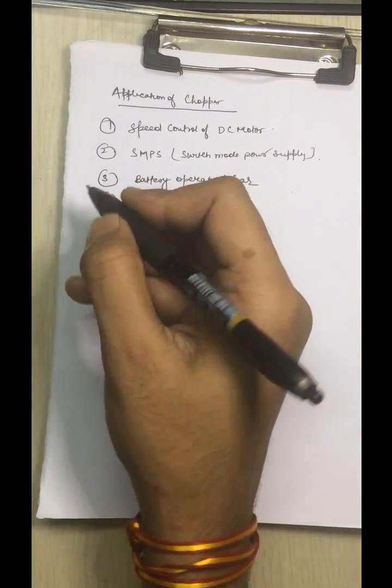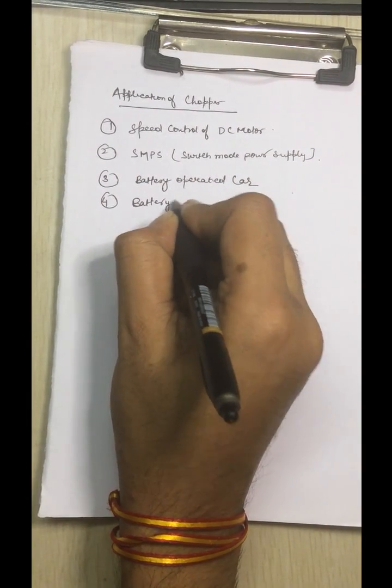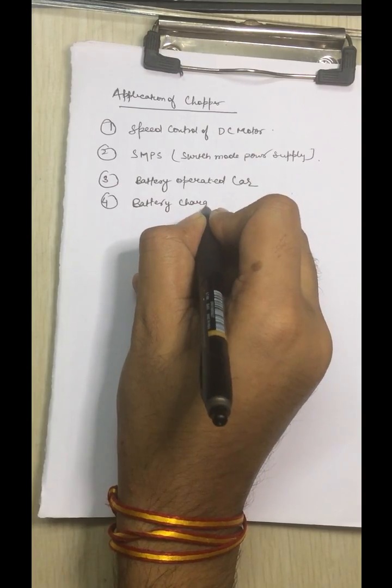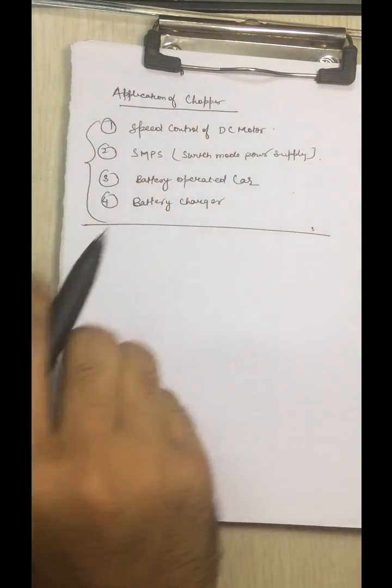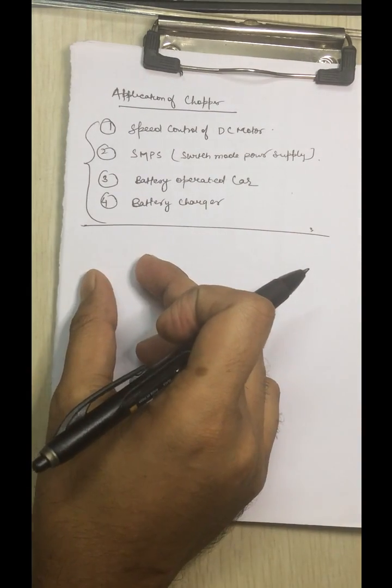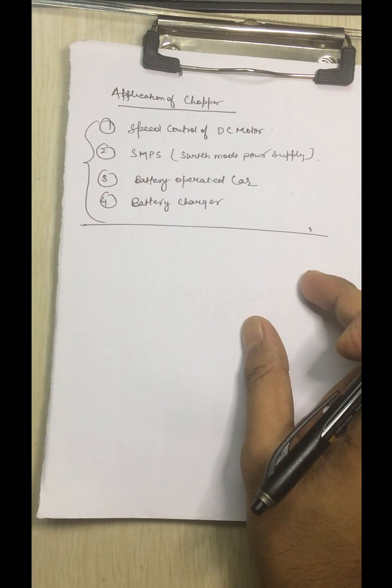Fourth one is battery charger. In all the cases, the main objective is what? Again, you are giving the fixed DC and at the end you are getting the desired DC as per your requirement.